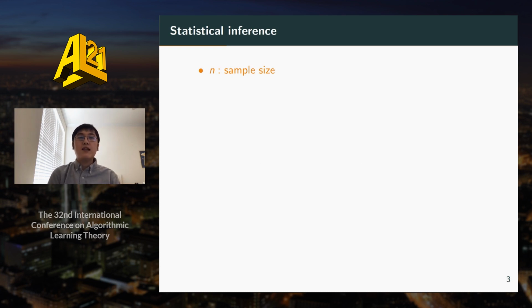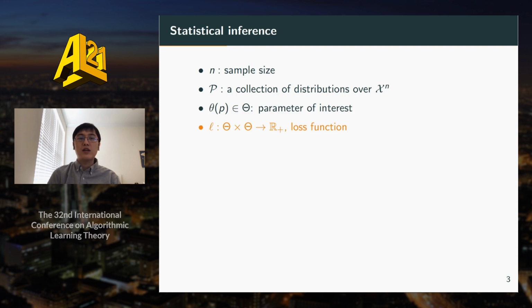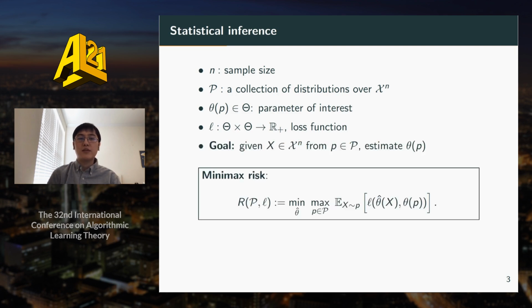Formally speaking, let n be the sample size, and let capital P be a collection of distributions over X^n, which is the space for n samples. Here, theta(P) is the parameter of interest, and L is the loss function. The objective is that given random samples X from unknown distribution P, we want to estimate theta(P). We can define the minimax risk as follows, which is the performance of the optimal estimator, which minimizes the worst case estimation error.